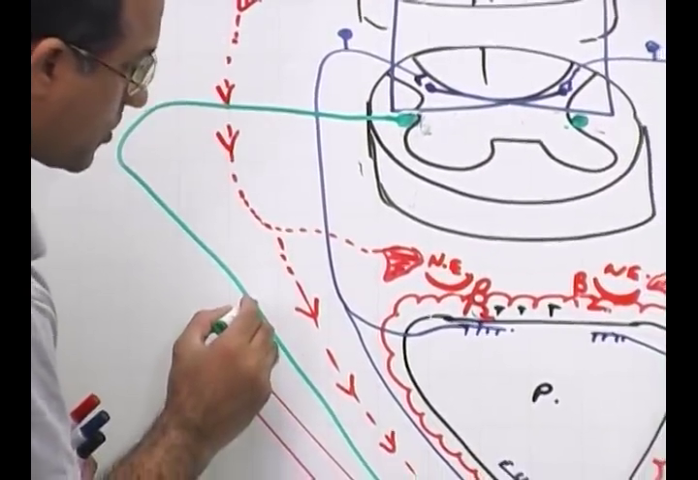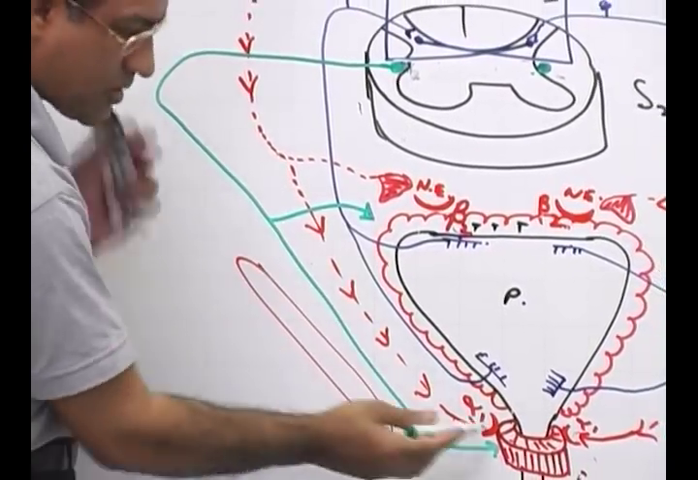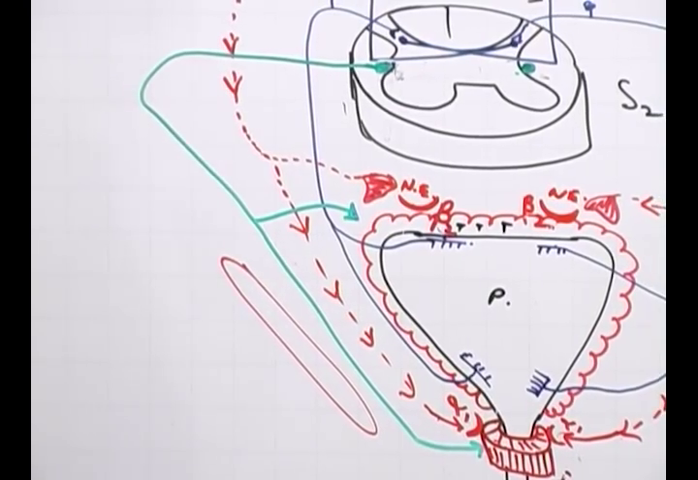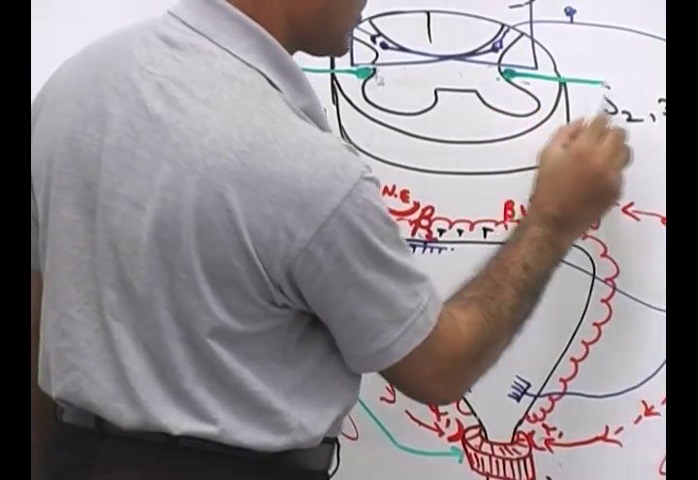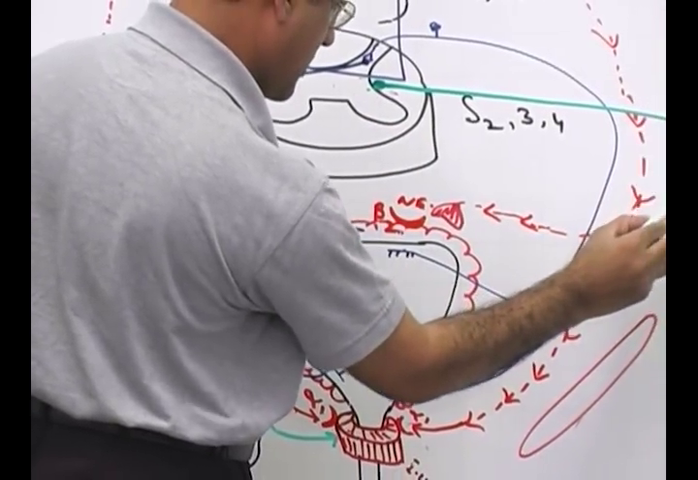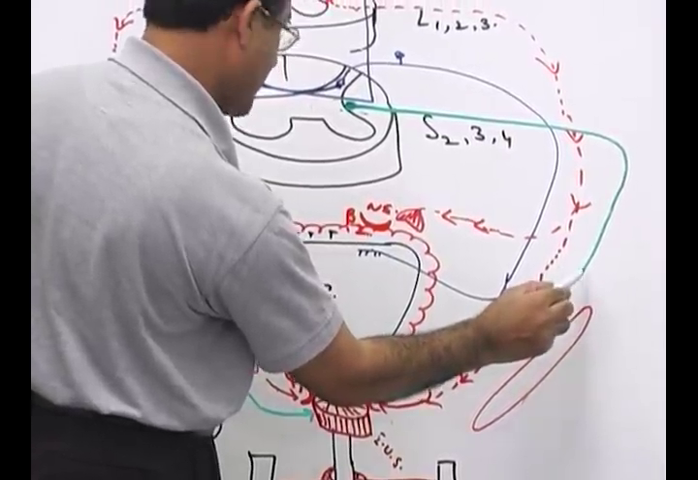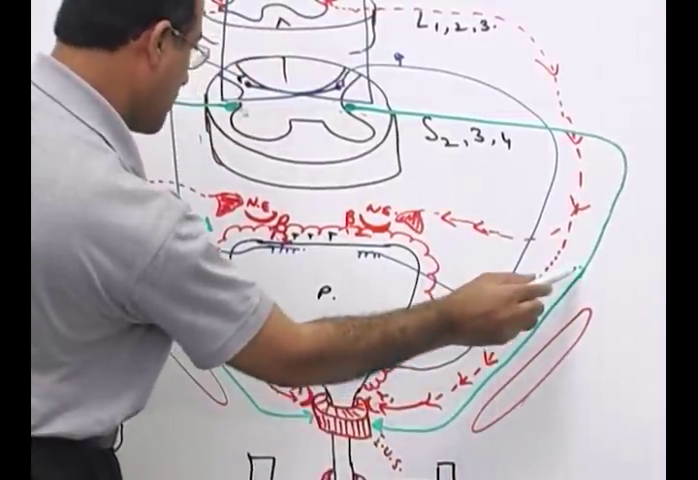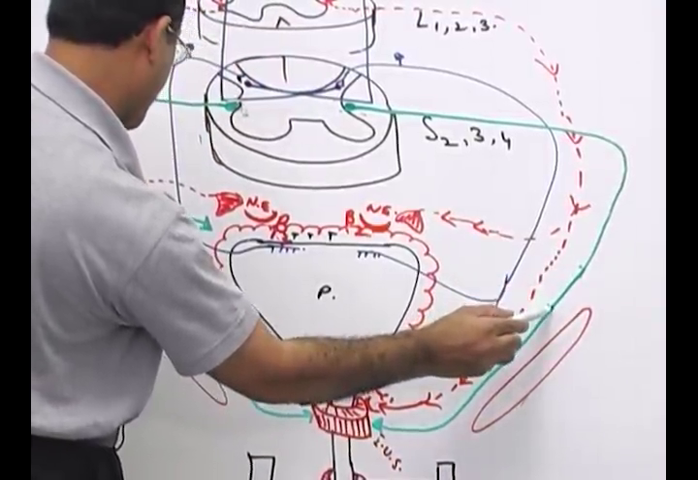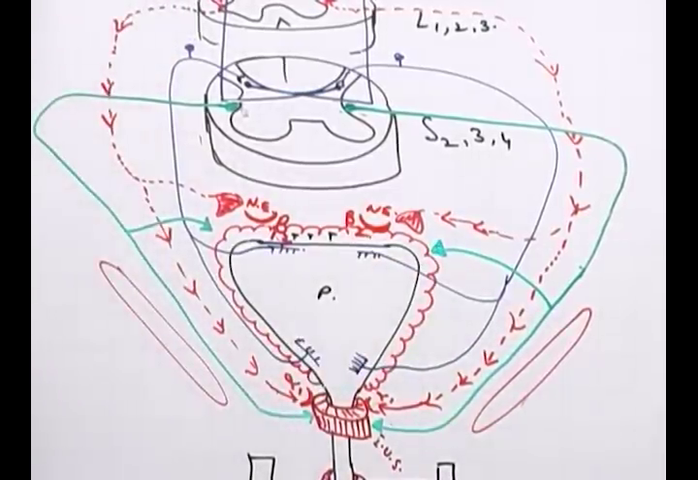From here, the parasympathetic fibers which come out have to go to the detrusor as well as to the internal sphincter. Parasympathetic fibers have to come out and go to the sphincter, the internal sphincter, as well as to the, yes please, detrusor. This is parasympathetic outflow, right?